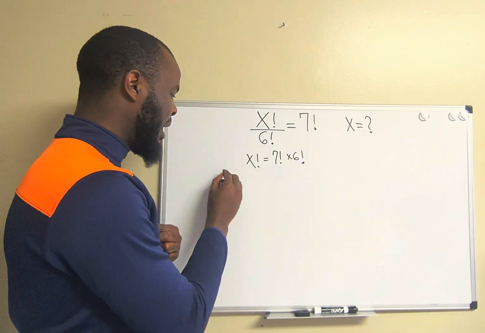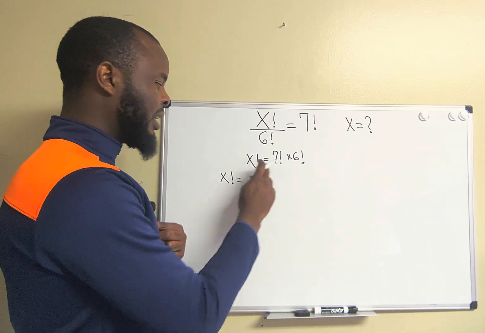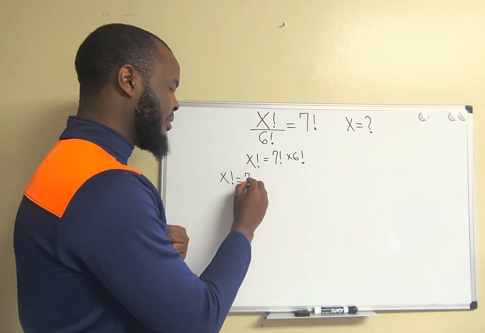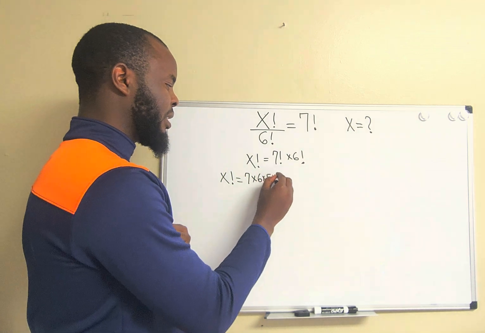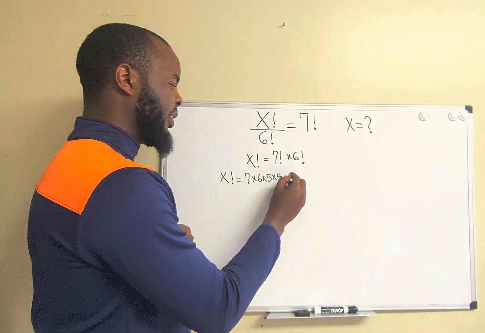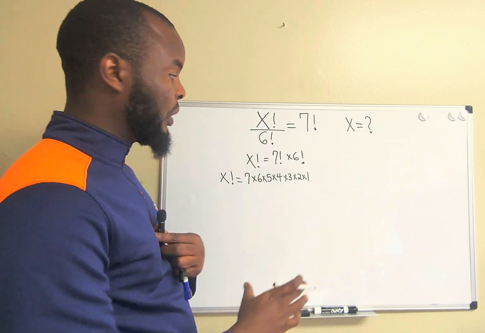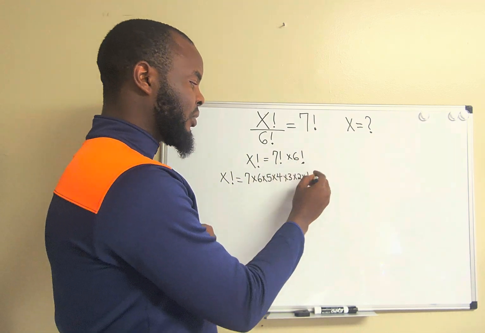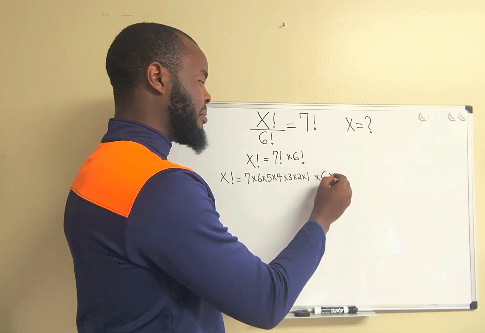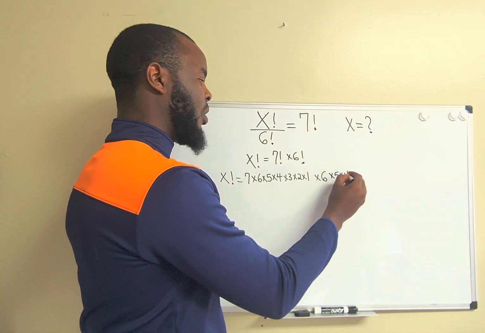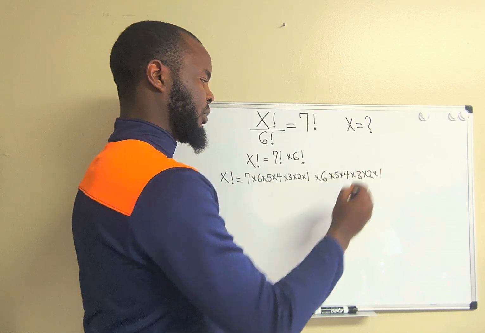Now, x factorial equals 7 factorial, which can be written as 7 times 6 times 5 times 4 times 3 times 2 times 1, multiplied by 6 factorial, which can be written as 6 times 5 times 4 times 3 times 2 times 1.